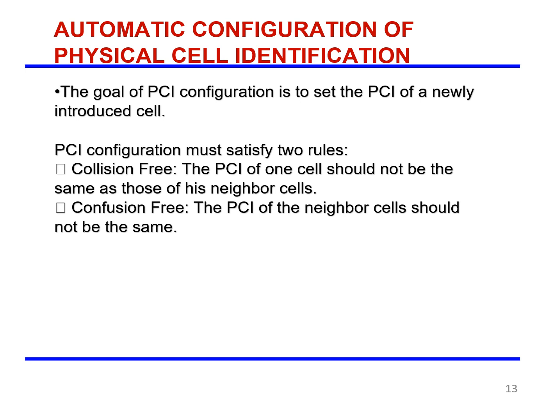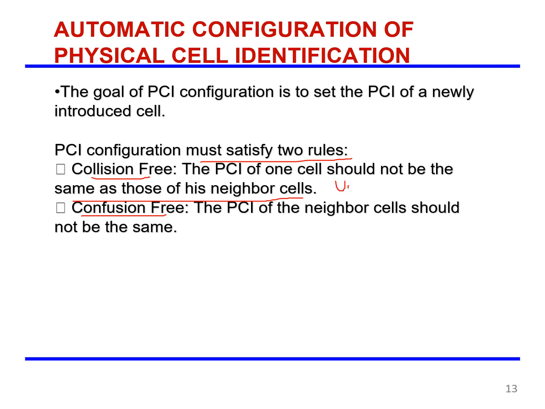Apart from that, as I told you, in self configuration, PCI allocation to different cells will also be done. PCI is an important parameter that should be allocated to every cell. So it will also satisfy two rules while allocating the PCI. It should be collision free and confusion free. What is collision free? The PCI of one cell should not be the same as its neighbor cells. So all the PCIs should be unique.